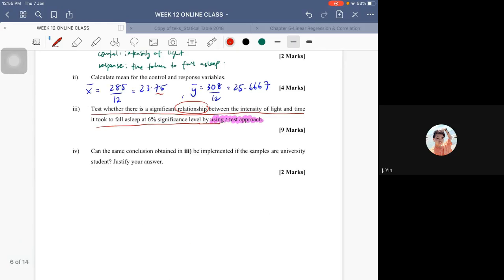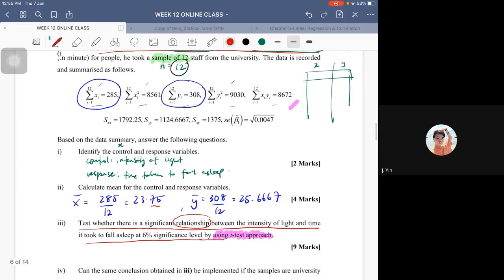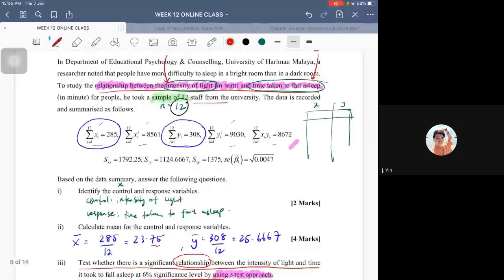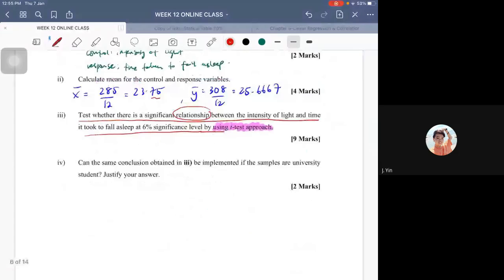Okay, and the last question. If you notice, the sample is taken from 12 staff from a university. The question asks us, can whatever we conclude, that there is a relationship between x and y, be applied if the sample were university students? Can we do that? Yes or no?